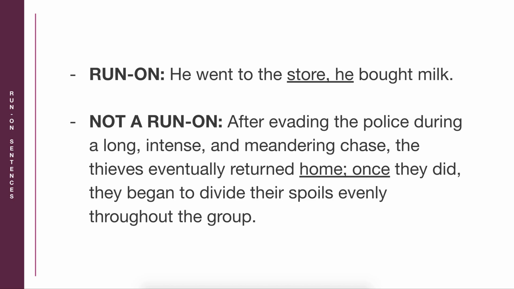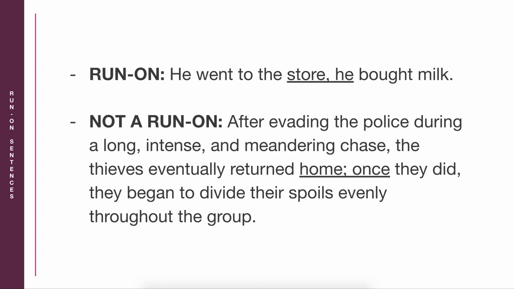At the top, we have a run-on. He went to the store, comma, he bought milk. He went to the store is an independent clause. He bought milk is also an independent clause, but we have not punctuated them correctly. Therefore, that is a run-on. Notice how short that sentence is. So you can see here that just because it's a run-on doesn't necessarily mean that it's going to be long. Additionally, you can see our bottom example, that is not a run-on, and that is much longer than the run-on that we see at the top.